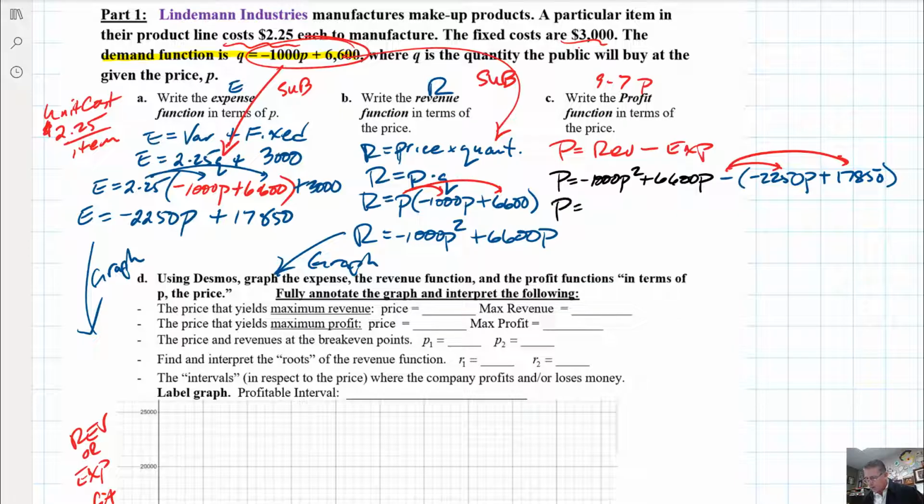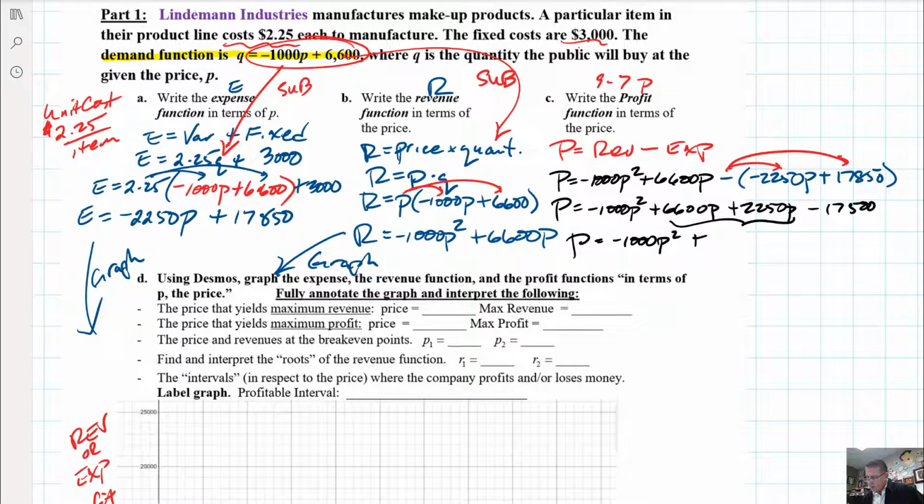So here we go. Negative 1,000 P squared plus 6,600 P, and then there's a double negative there, so plus 2,250 P, and then minus 17,850. We got to collect like terms. So profit function equals negative 1,000 P squared, plus 6,600 plus 2,250 is 8,850 more. So 8,850 P, minus this constant here, 17,850. And that, my friends, is your profit function. And we're going to graph that too as well.